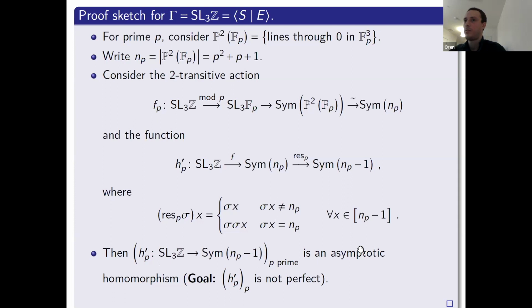And since I'm proving instability here, my goal is to show you that H prime P is not perfect, is not asymptotically equivalent to a sequence of true homomorphisms. So the proof is not really over. I just have this square here, but that's just an artifact of the Beamer thing, and the proof continues.